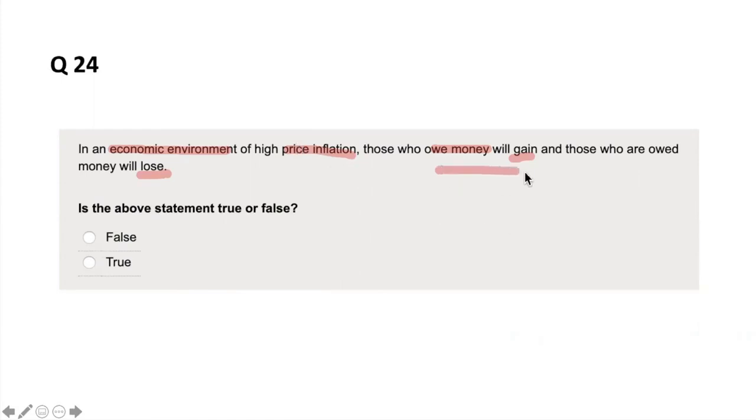Those who owe money will gain because they still have to pay the same amount, but the money's value is not the same. It's valued less because you have inflation. And those who are owed the money, the people who are expecting to get payment, they, of course, will get their money back, hopefully, but their money will not be worth as much as when they actually gave it to someone else to borrow. So the statement is true from that perspective. Remember that.